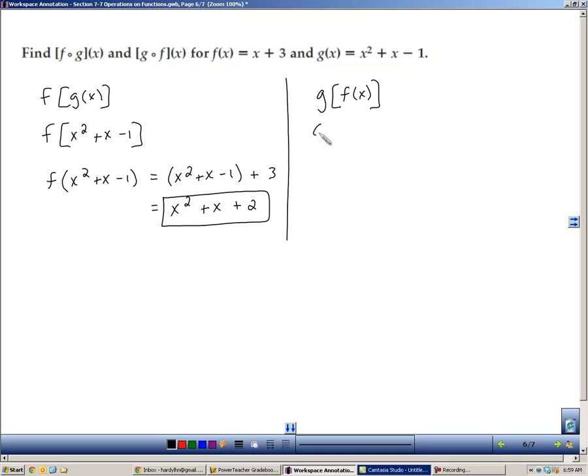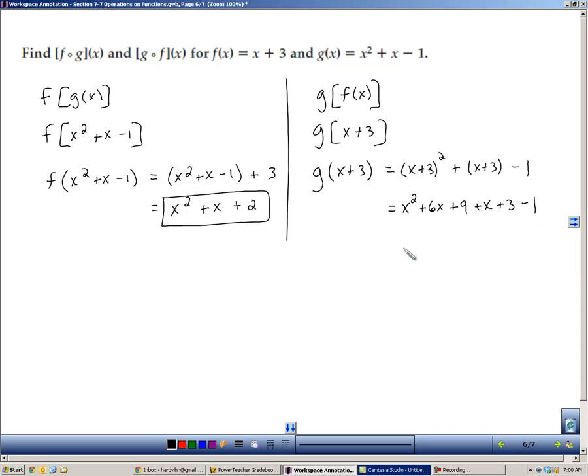F of x is x plus 3, so really we're looking for g of x plus 3. Now in the g of x function, we have an x squared plus an x, and in place of those we're going to put x plus 3 in both of those spots. So (x plus 3) squared instead of x squared, and then plus (x plus 3) minus 1. And now simplify. This creates a perfect square trinomial. Drop the parentheses here. Collect like terms and write in descending order.